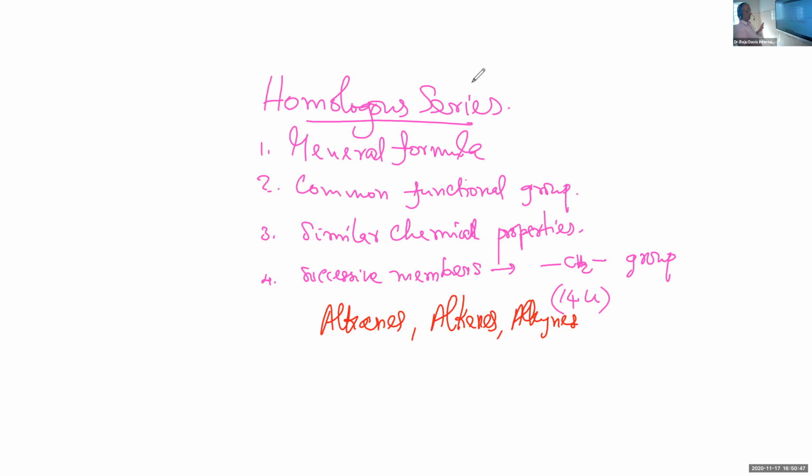So a homologous series means a group of compounds with a general formula, same functional group, similar chemical properties, and the successive members differ in a CH2 group or a mass difference of 14 u. Examples: alkanes, alkenes, and alkynes. These are three different homologous series. Okay, so this is enough for today.